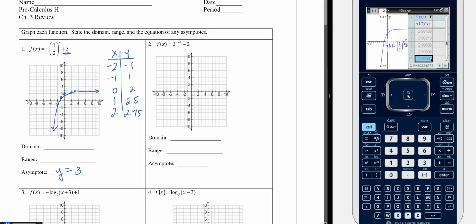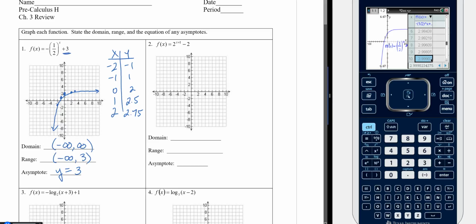My domain, even though it looks like there's a vertical asymptote on the left-hand side, we know that the domain is all the x values. X can be anything we want, so our domain is truly -infinity to infinity. And my range we have from -infinity until +3.